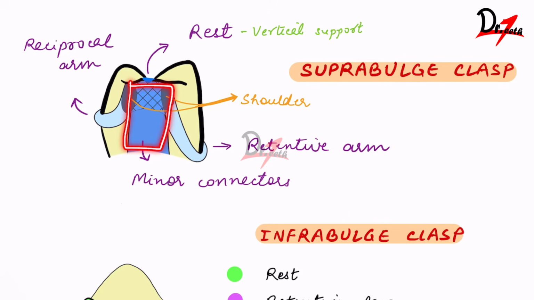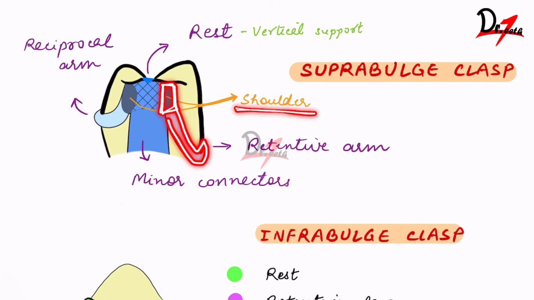Now this right here is our minor connector, okay, and as you can see, from the minor connector the clasp is originating. So this portion right here, from which the clasp is originating, is known as the shoulder, right? So the portion of the clasp that will arise from the minor connector is known as the shoulder. So this shoulder is rigid. I'll just mention it here. I've not mentioned it. This shoulder is rigid.